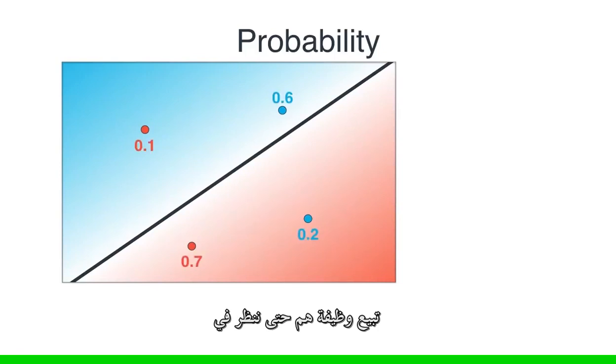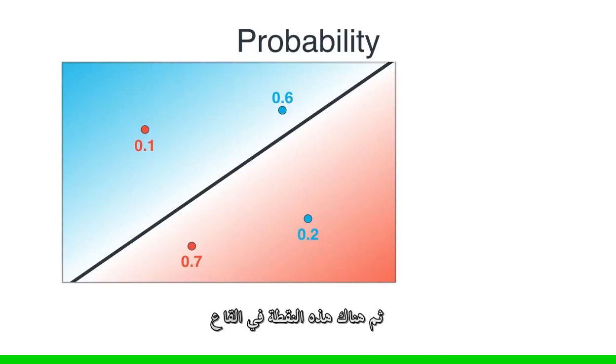So look at the point in the very top left. That point is red, and it's in a blue area, in a pretty blue area. So the probability of it being blue is 0.1. Then there's this point, 0.6, in the top right, because it lies in the blue area, but close to the line. So it's more likely to be blue than red.